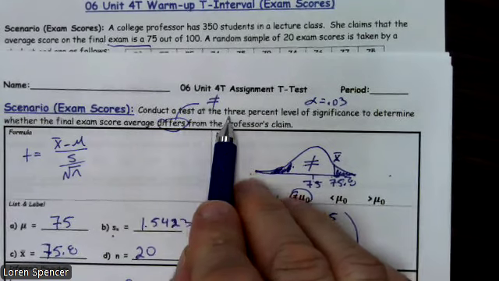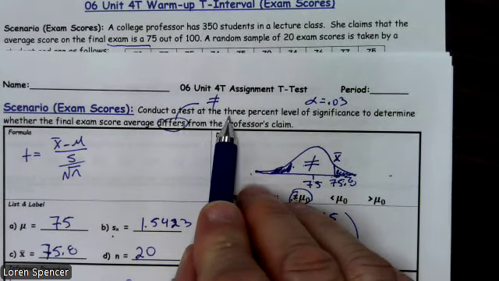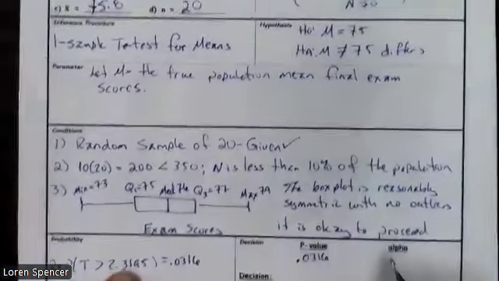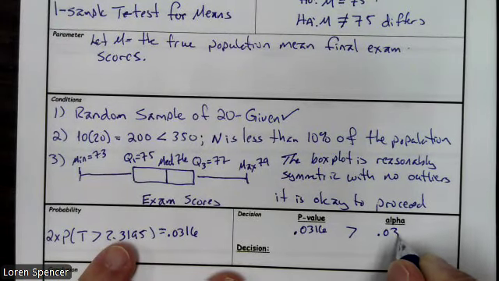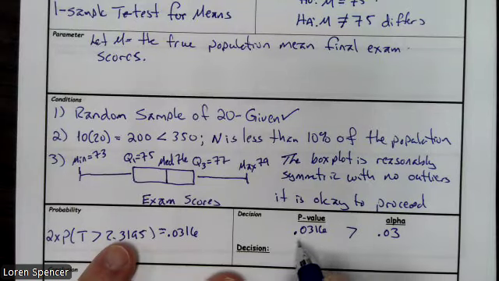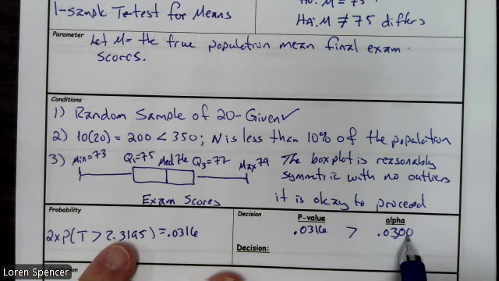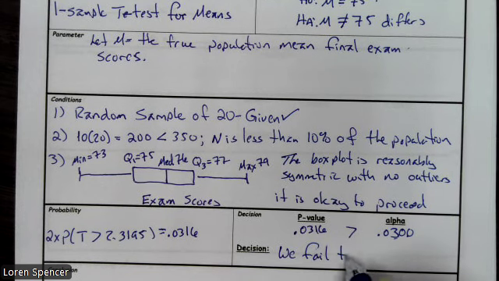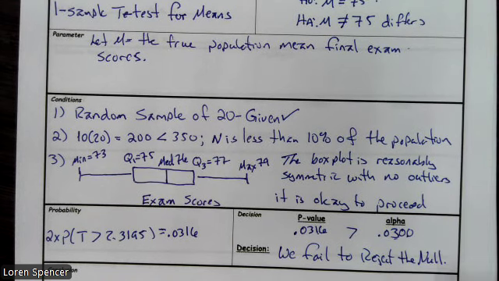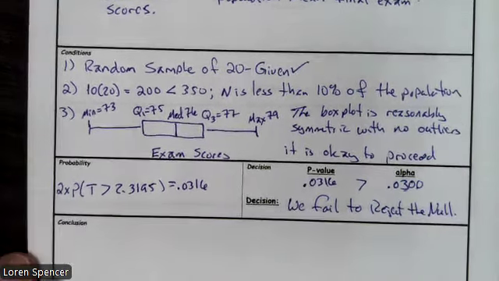I have an alpha of 0.03. Well, this is greater than 0.03. And if you're not sure, make them the same length. It helps. 316 is definitely bigger than 300. So our decision is we fail to reject the null. All right?